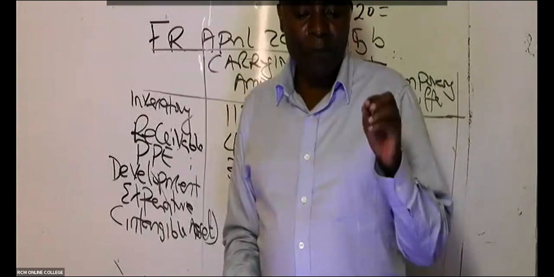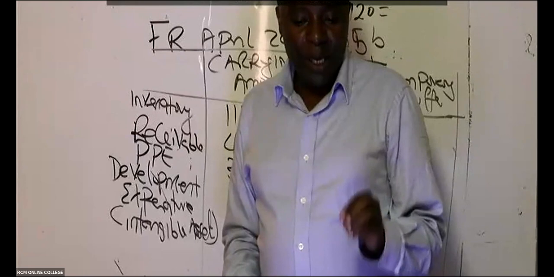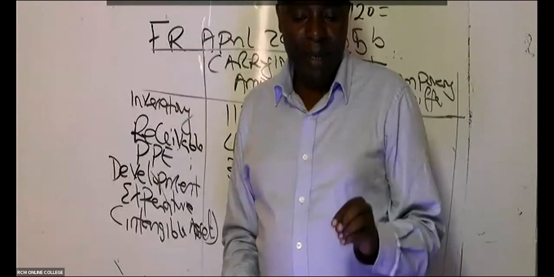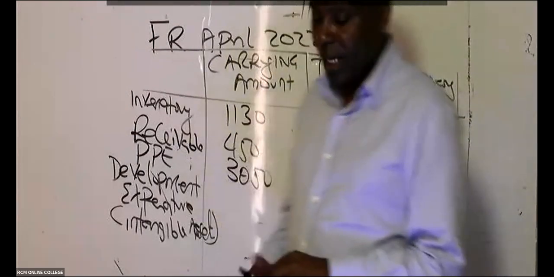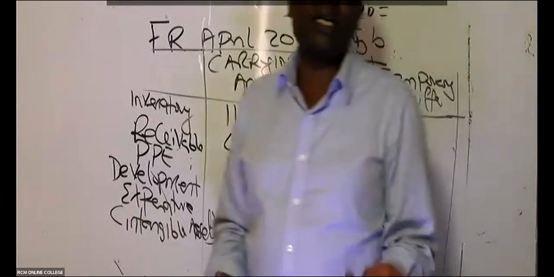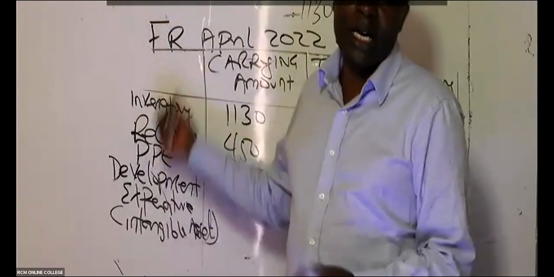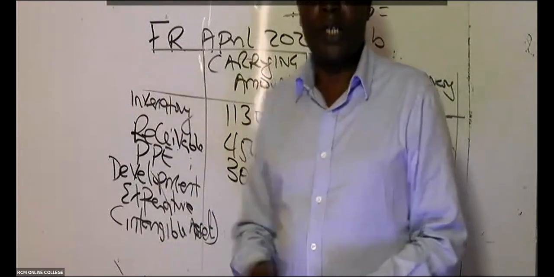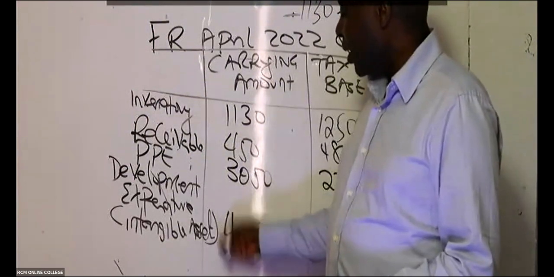So it shall be 480 minus what year? Minus 20. 480 minus 20, which gives me 460 for carrying amount. Remember, this thing of adding back is not applicable here for carrying amount.